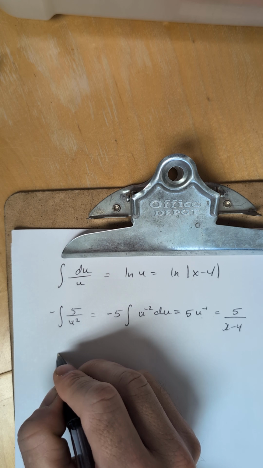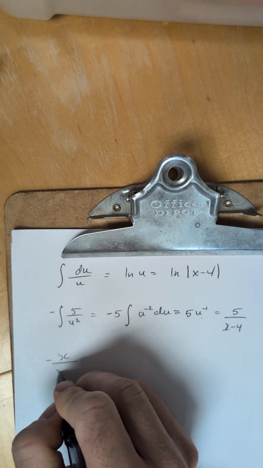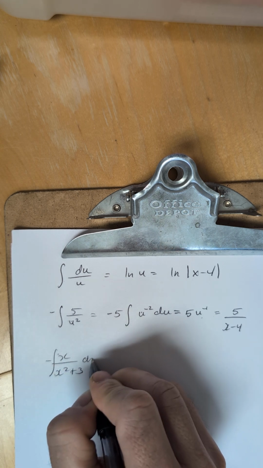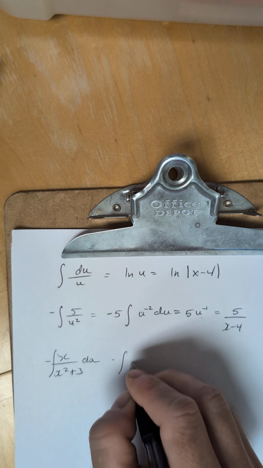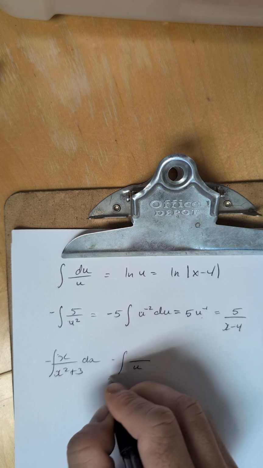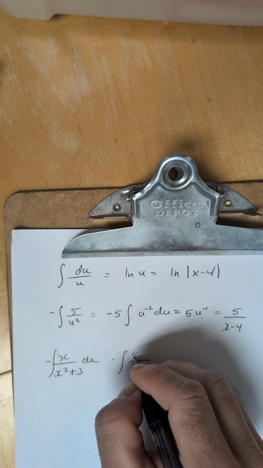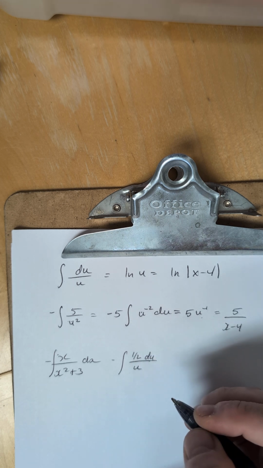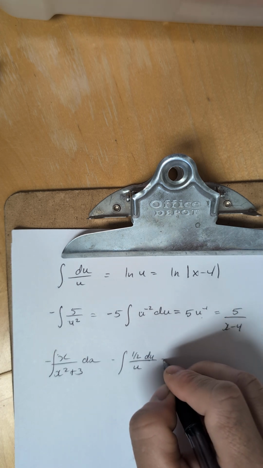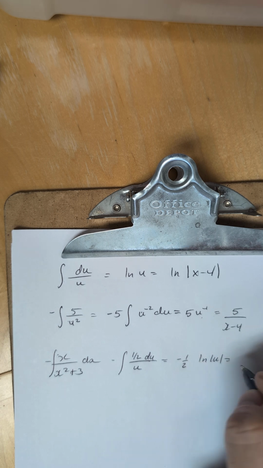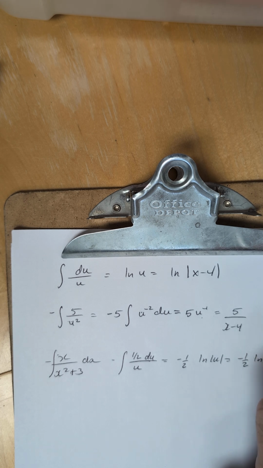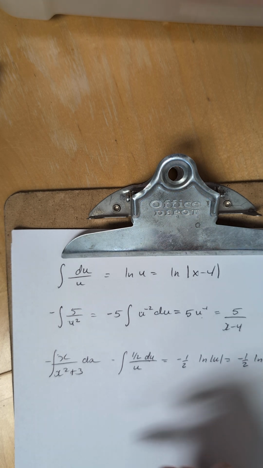And then what do we have next? I'll do the last one, so minus x over x squared plus 3 dx. We let u equal x squared plus 3, and then we get a 1/2 du out of that. Factoring out the 1/2, we get the natural log of u here, and so finally negative 1/2 natural log of x squared plus 3. This term is never negative, so the absolute values aren't necessary.